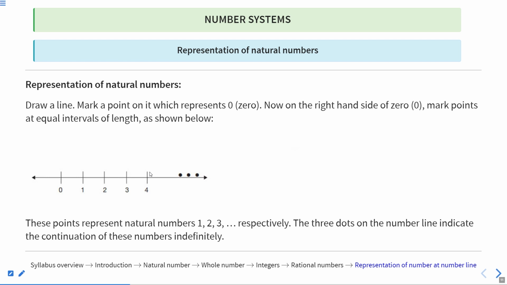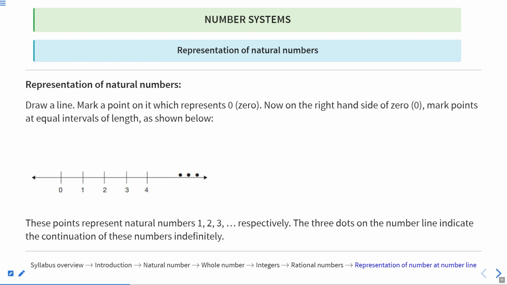So these points represent the natural numbers 1, 2, 3, 4 and so on respectively. The three dots on the number line indicate the continuation of these numbers indefinitely. So this must be kept in mind: the three dots on the number line indicate the continuation of these numbers indefinitely.